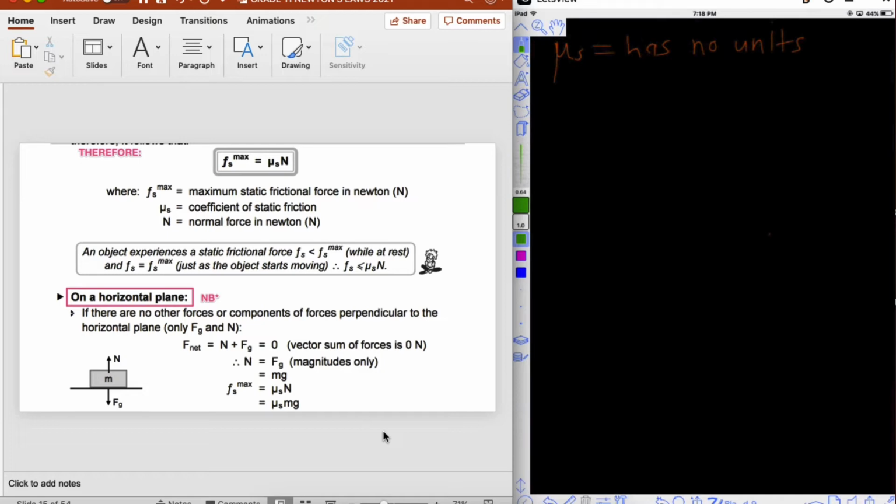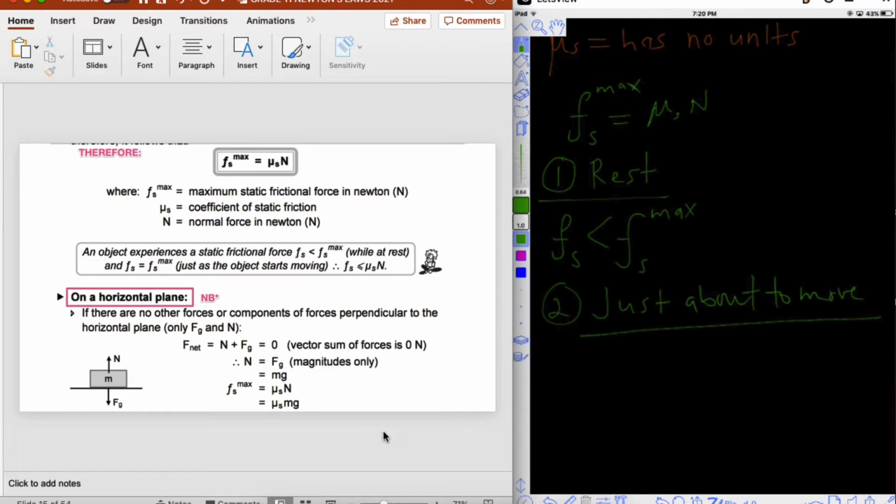Now, there are a number of things that you should understand. You should understand that we can formulate this equation where we can calculate the maximum static frictional force. So the maximum static frictional force can be calculated using this equation, and in this equation, as you can see, Fs max represents the maximum static frictional force, mu s the coefficient of static friction, and capital letter N the normal force. You should take note of two things. The first thing is that when an object is at rest, then its static frictional force is going to be less than the maximum static frictional force. However, if an object is just about to move, then its frictional force is going to be equal to the maximum static frictional force, which is equal to mu s times the normal force.